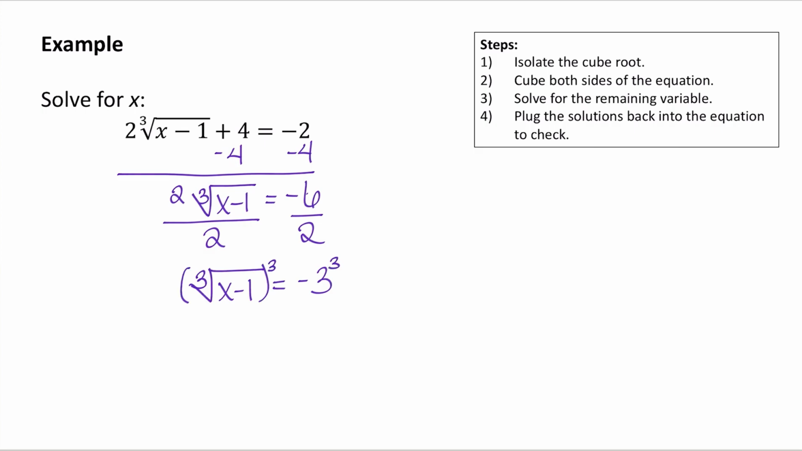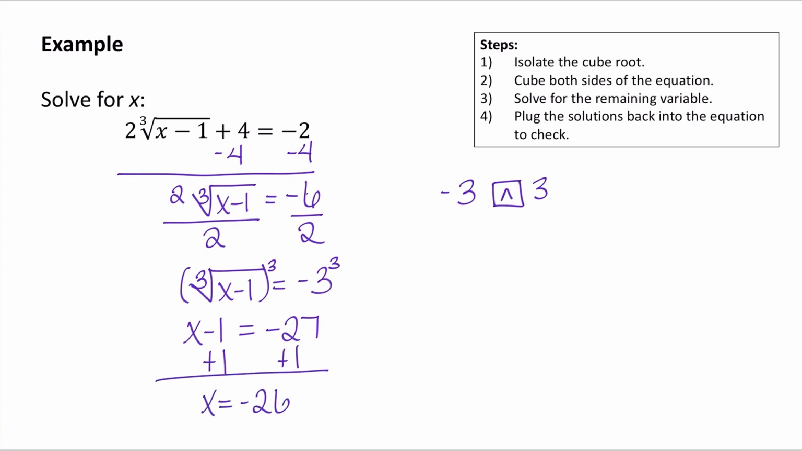When we do that, we get on the left side x minus 1 equals negative 3 to the third, which once again you can do on your calculator. Just do negative 3 caret 3, and that should give you negative 27. Now we can solve for x by adding 1 to both sides, and we get x equals negative 26. We can check that the solution does make our equation true by plugging it back in.